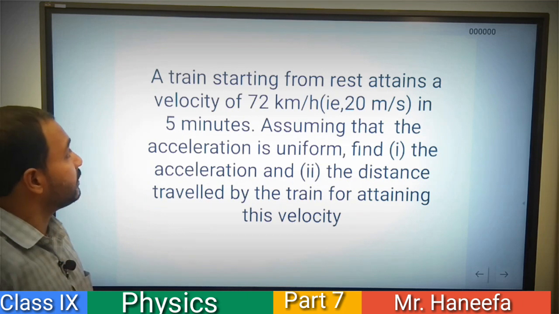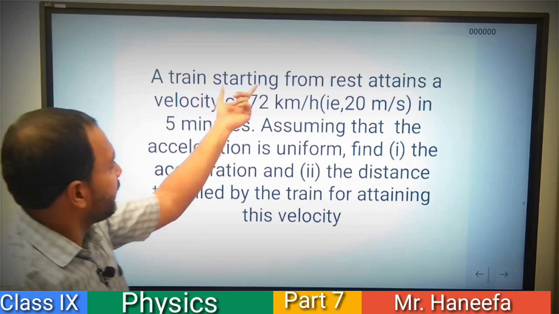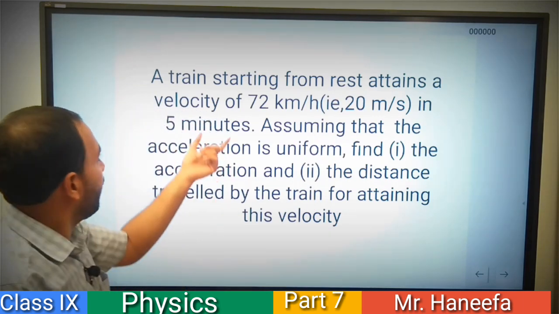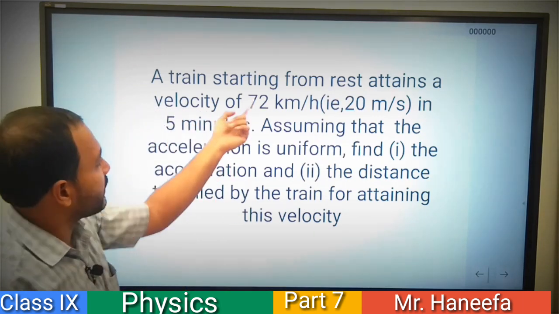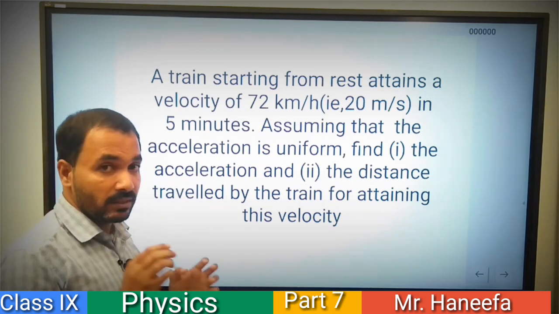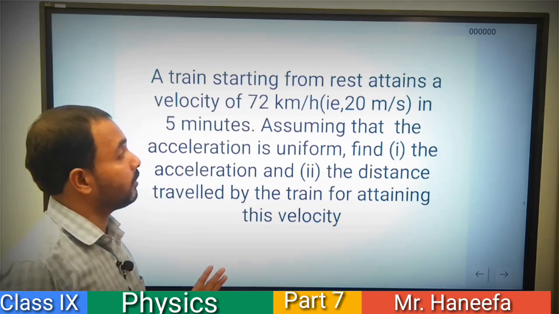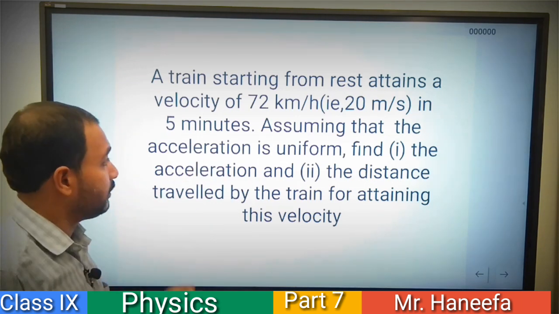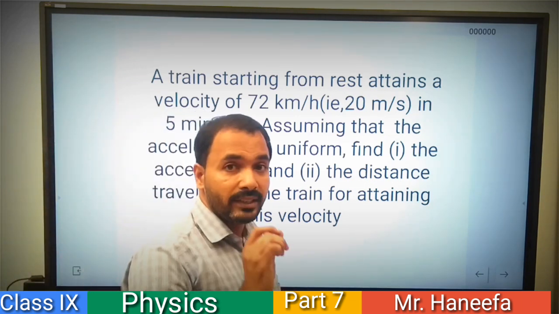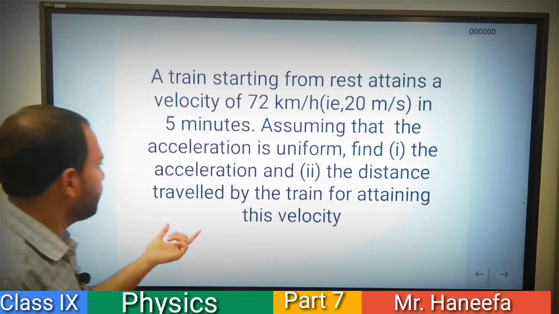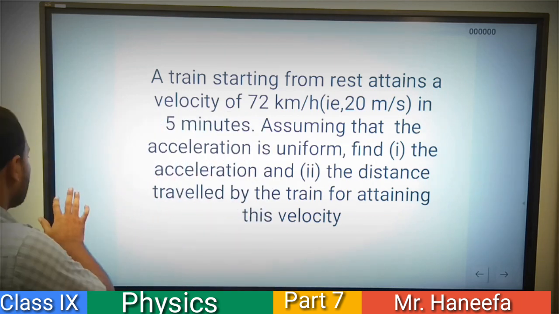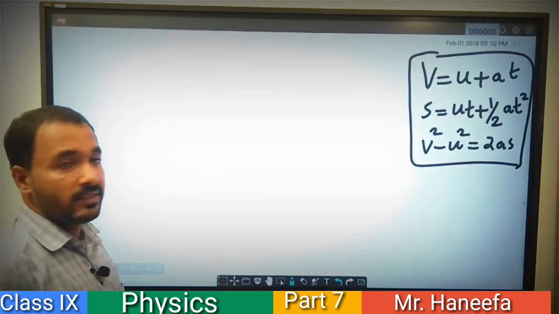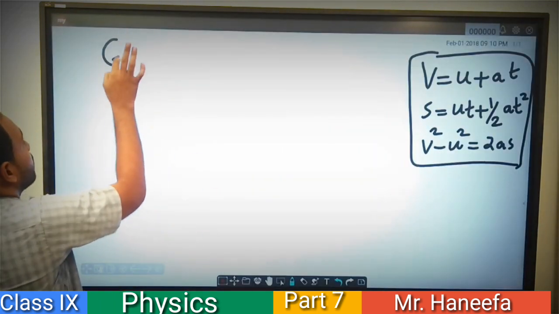What are the given terms? Starting from rest means initial velocity 0. Attains a velocity of 72 km per hour, that means v equal to 72 km per hour, which is equal to 20 meter per second. Time 5 minutes. We have to find acceleration and distance.